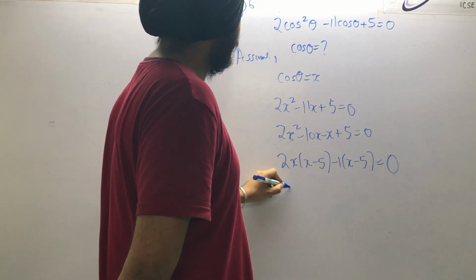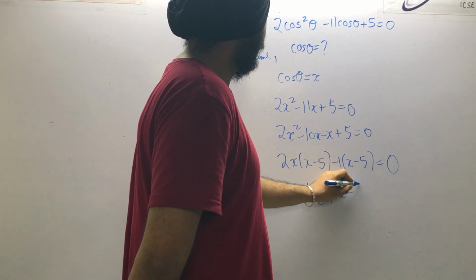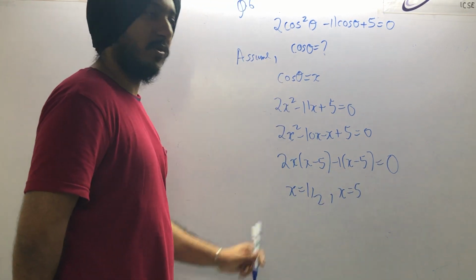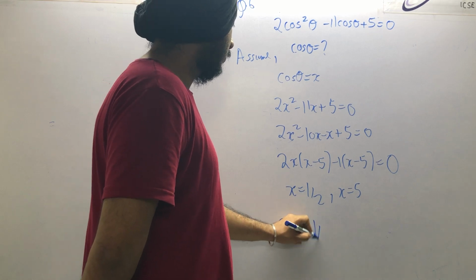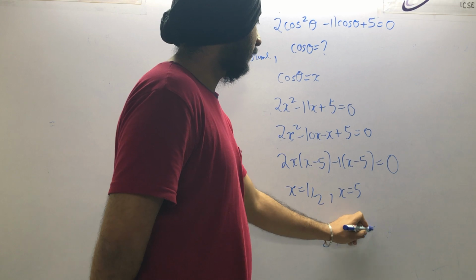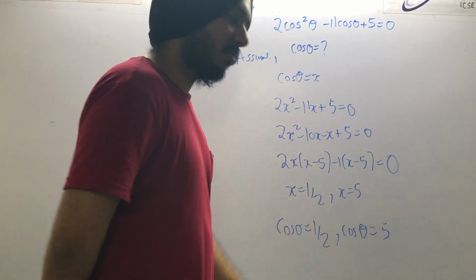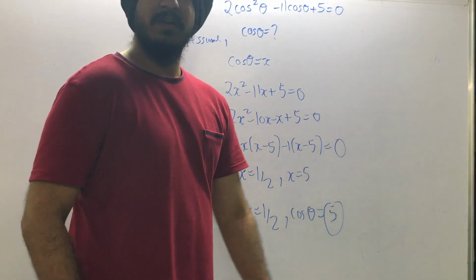Okay, so you can find out x is 1 by 2 and x is equal to 5. And what was x? X was cos theta. So you will write here cos theta is equal to 1 by 2 and cos theta is equal to 5. Are both the values possible? No. Cos theta is equal to 5. Is this a possibility? No.